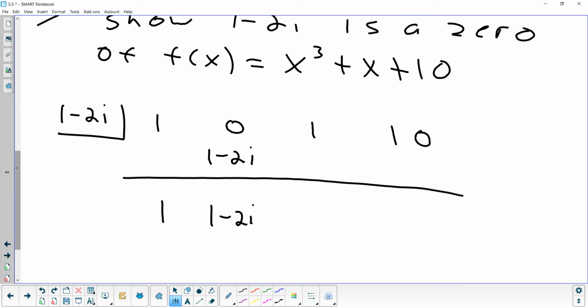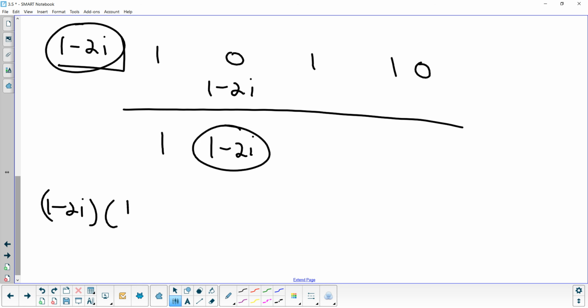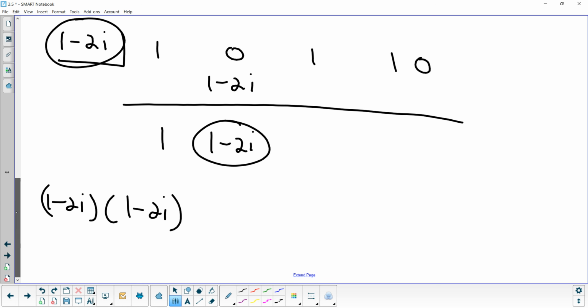Now, you're going to multiply 1 minus 2i times 1 minus 2i. I'm going to do that off to the side so I can keep the synthetic division nice and organized. All right, so let's do this. Francesca, what's 1 times 1? 1. And 1 times negative 2i? Negative 2i.